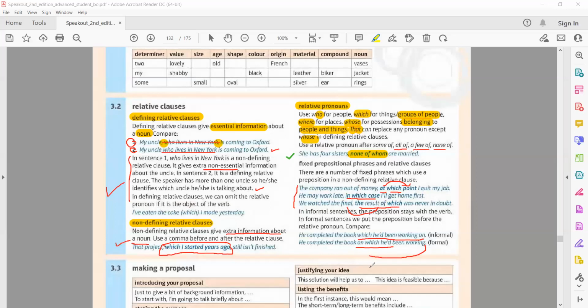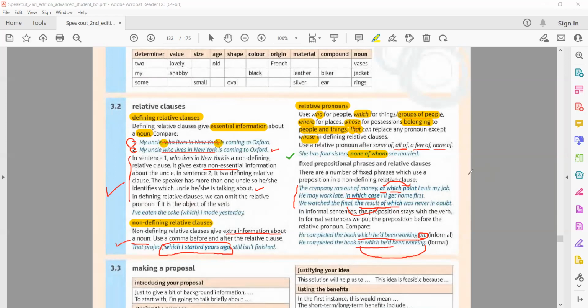I don't know if you've heard the joke, but people who finish their sentences with prepositions are always judged as informal people. They tell them, don't finish your sentences with a preposition. And remember, when you finish with a preposition, you're being informal. Formal is when you shift the preposition to put it before the relative pronoun. Like here, he completed the book on which he had been working. Not working on, that becomes informal.